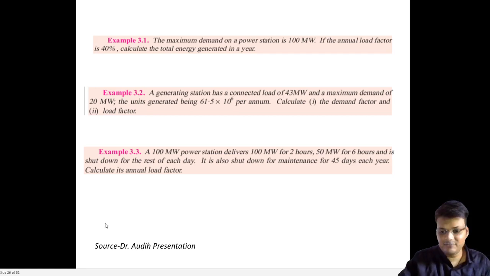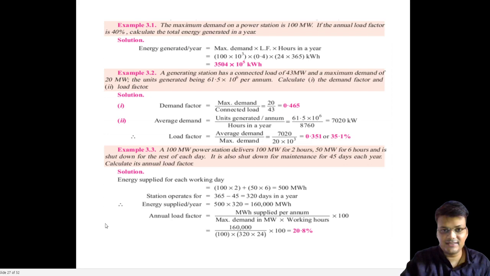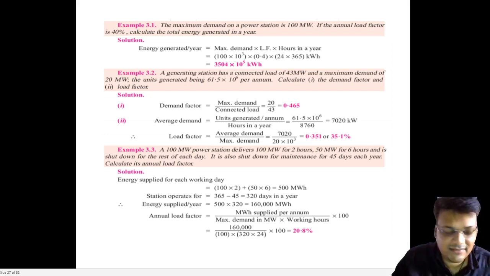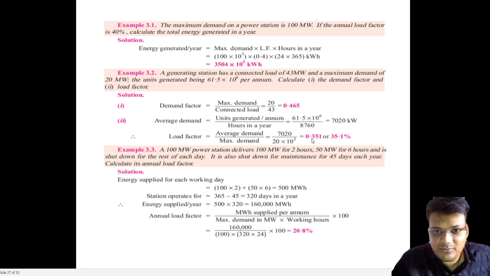Okay, now I am showing you the answer. Please take the screenshot and see what your answer is and what the answer here is, and where you are getting the wrong answer. I think 3.2 is an easy question. Everybody is getting the right answer, that the demand factor is 0.465 and load factor is 0.365.